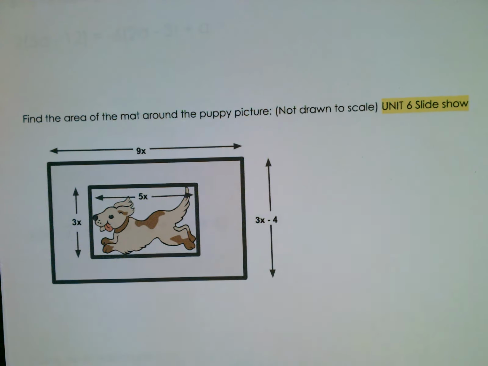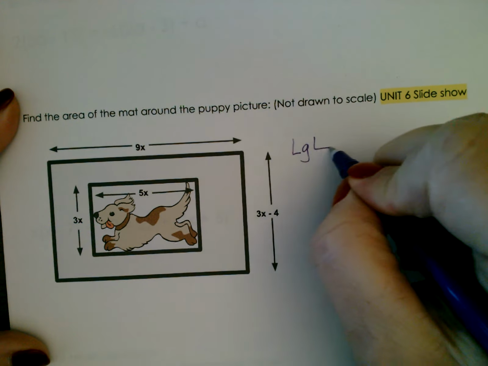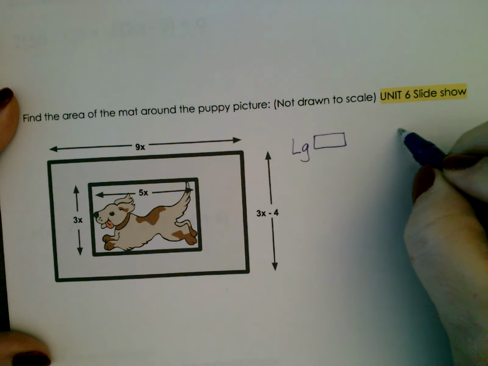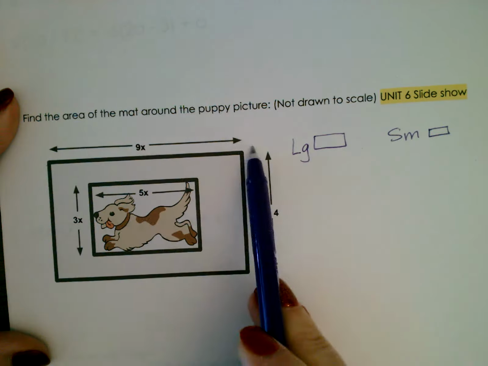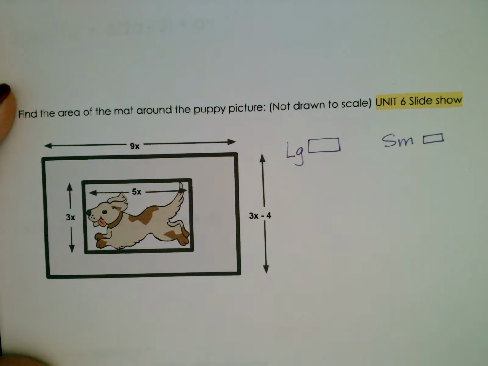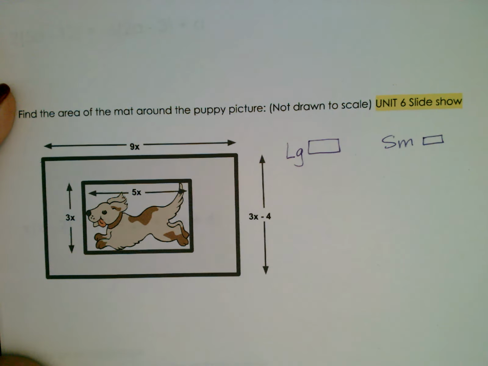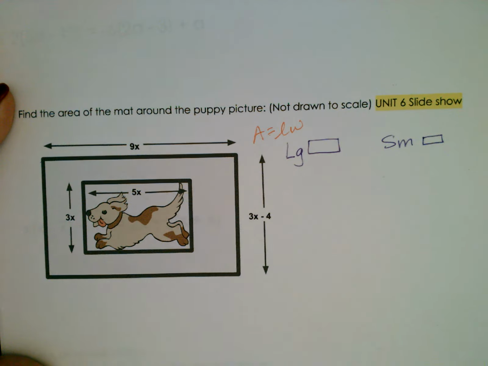Okay. When I look at this shape, I can see two separate shapes. I see a large rectangle and I see a small rectangle. Large is on the outside. Inside with the puppy picture is my small rectangle. I am sure we remember that to find the area of rectangles, length times width. So I will find the area of the large rectangle first.